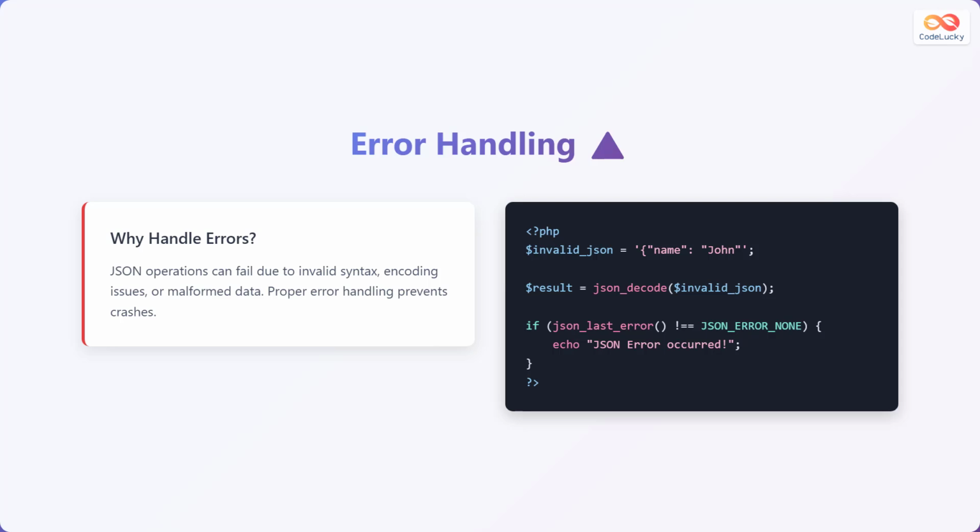JSON operations can fail due to invalid syntax, encoding issues, or malformed data. Proper error handling prevents crashes and ensures a smoother user experience. Here is an example of error handling in JSON. We have an invalid JSON variable which is open curly brace, quotation mark, name, quotation mark, colon, space, quotation mark, John, quotation mark. Variable result is equal to the function called json_decode with variable invalid JSON as the input. If function called json_last_error is not equal to JSON_ERROR_NONE, then printing JSON error occurred.